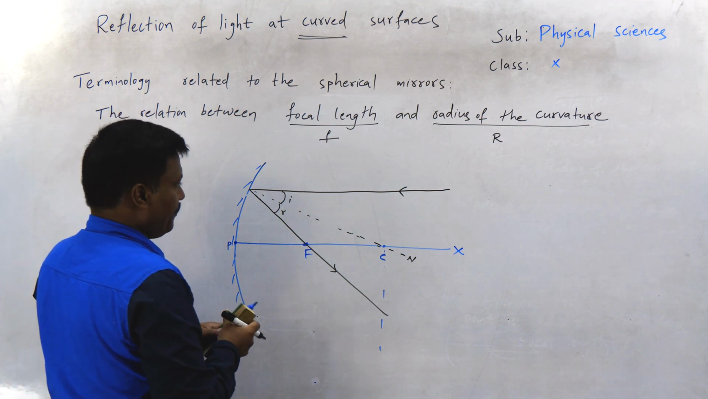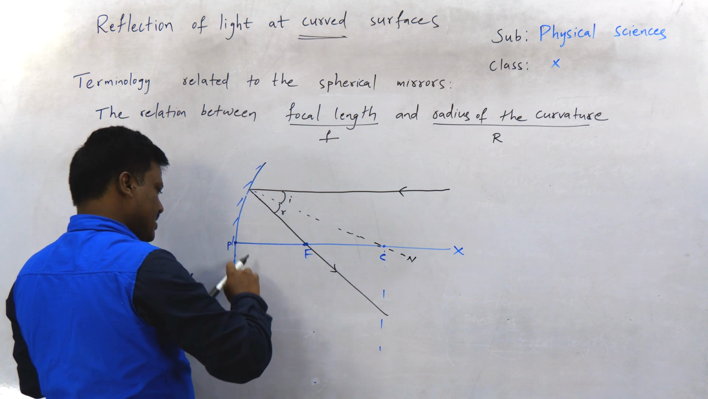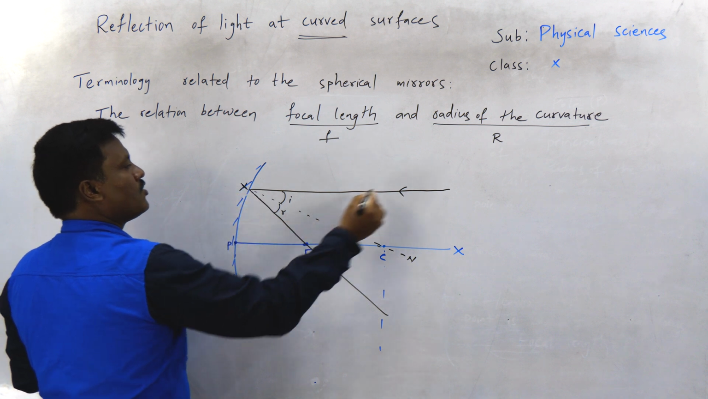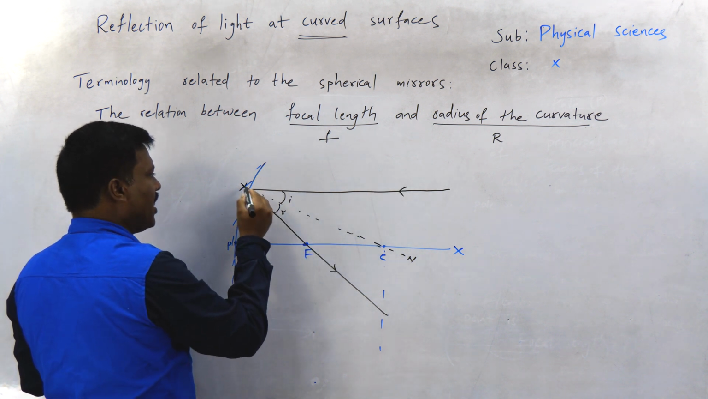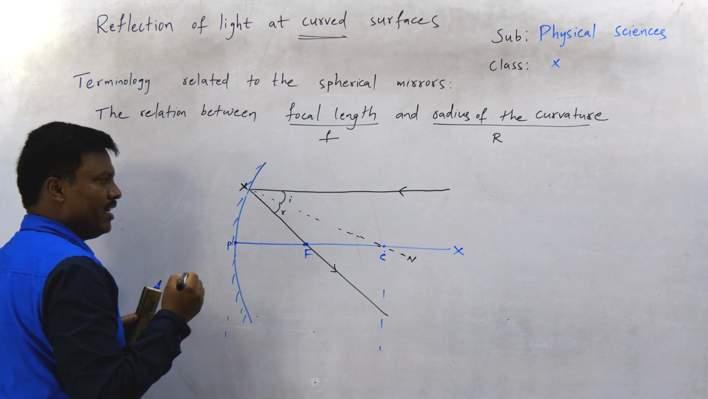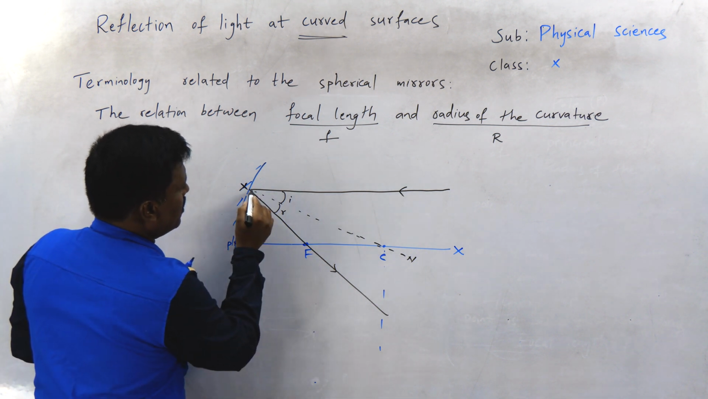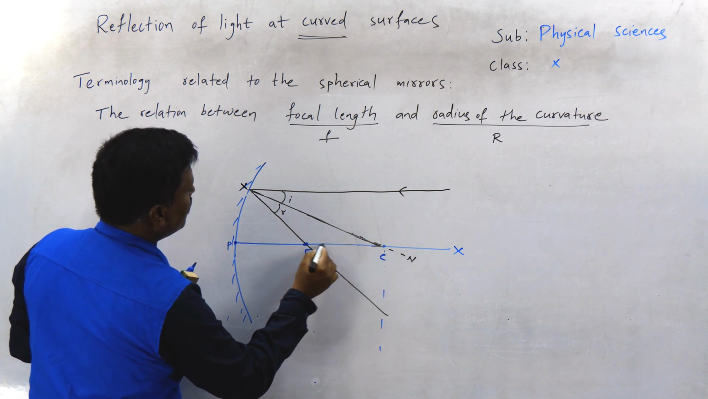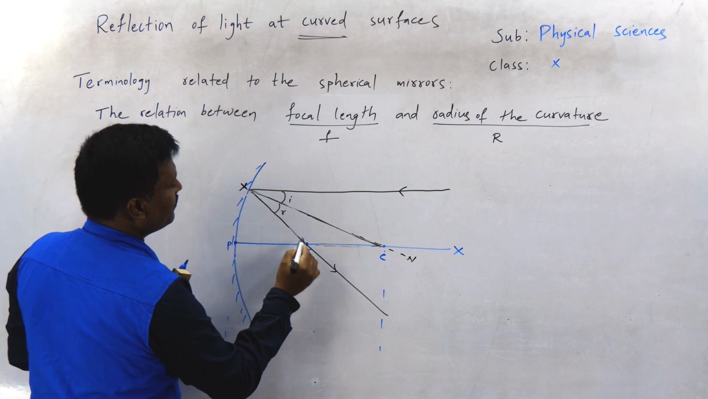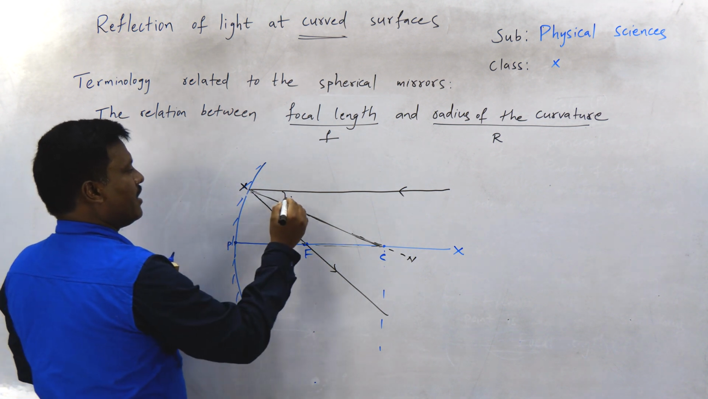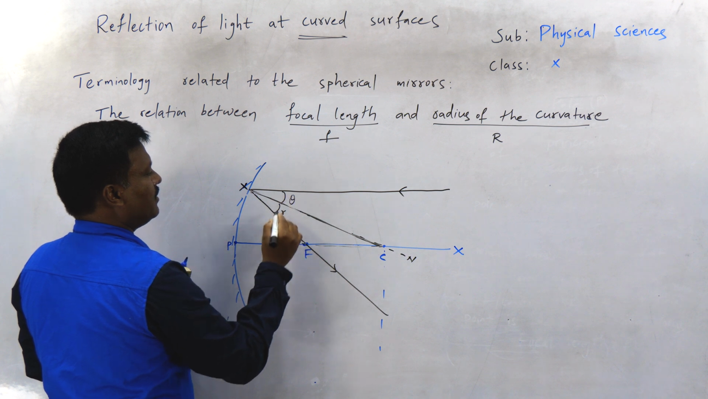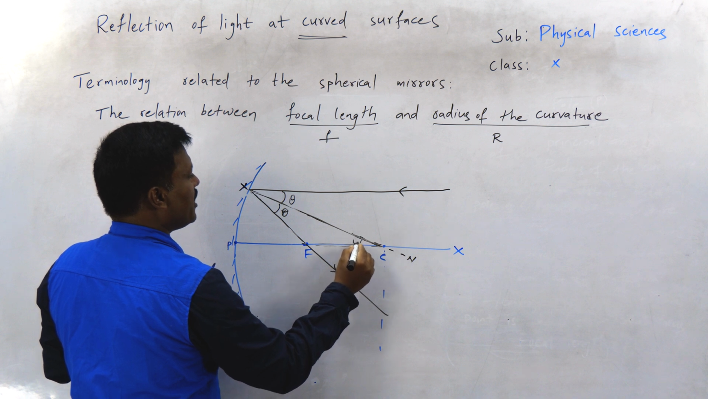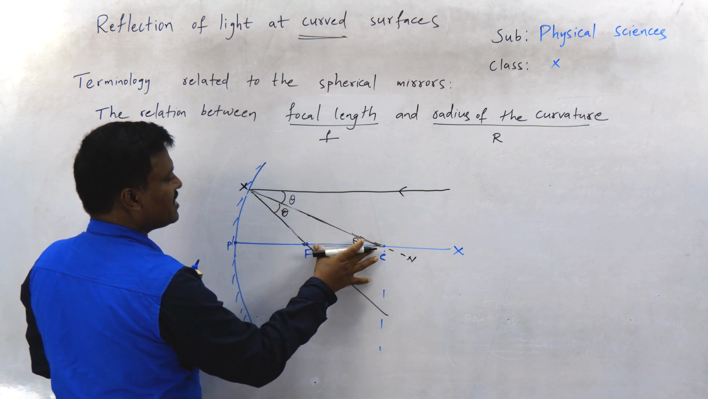Now see, this incident ray meets this concave mirror at one point. That point, let's say X. Here I am going to draw one triangle. You see, this is the triangle in the picture. Here let's say this is theta, this is also theta, i is equal to r. When this is theta, this also will be the same. These are the two sides. You see this side and this side.